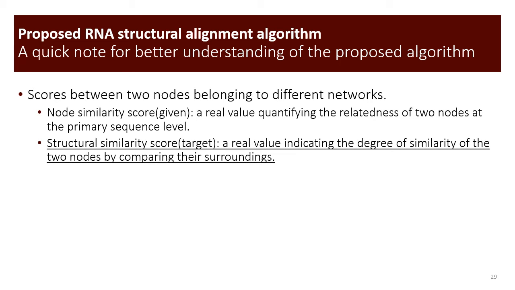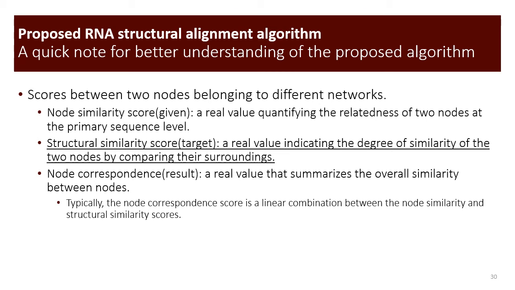The structural similarity score is a real value indicating the degree of similarity of two nodes by comparing their surroundings, which is what we want to accurately quantify. The node correspondence score is a real value that summarizes the overall similarity between nodes. Typically, the node correspondence score is a linear combination of the node similarity score and the structural similarity score.